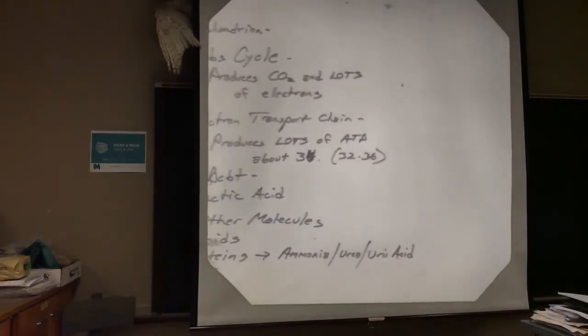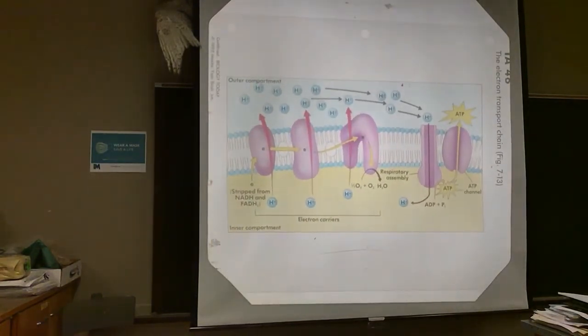Okay, let me throw a couple of overheads up here. The electron transport chain in the membranes inside the mitochondria. The hydrogens pull the electrons through, and down here you're making ATPs. You're making ATPs. You're making ATPs.